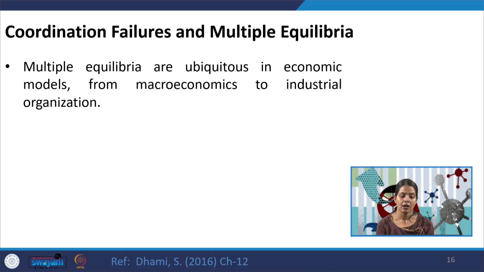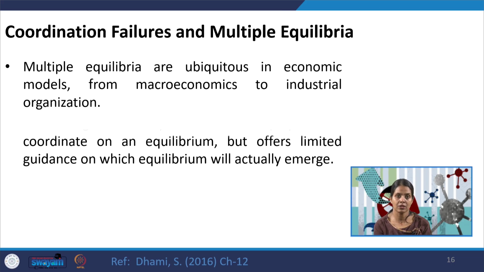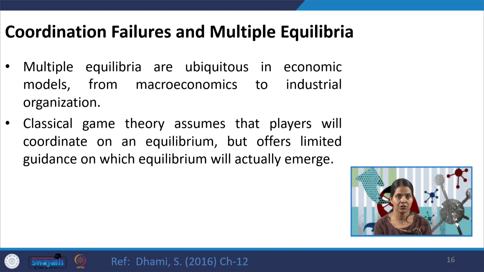Multiple equilibria are ubiquitous in economic models, from macroeconomics to industrial organization. Classical game theory assumes that players will coordinate on an equilibrium, but offers limited guidance on which equilibrium will actually emerge. For example, in the last game itself, we saw that there were two Nash equilibria in pure strategy, but then there is no guidance about which one is going to be adopted, or the final outcome chosen by the players.